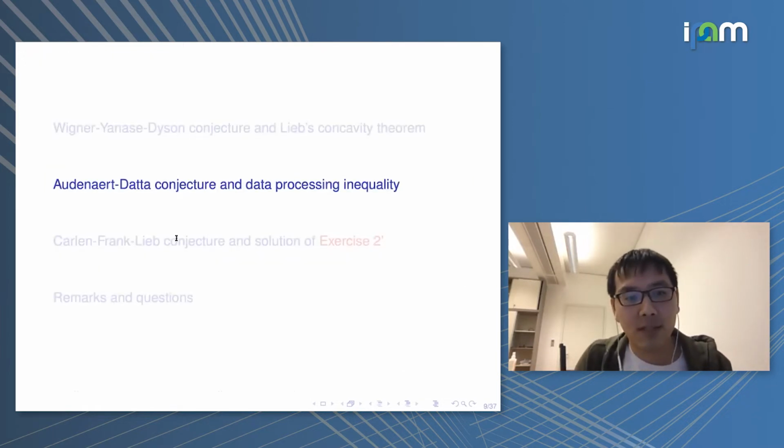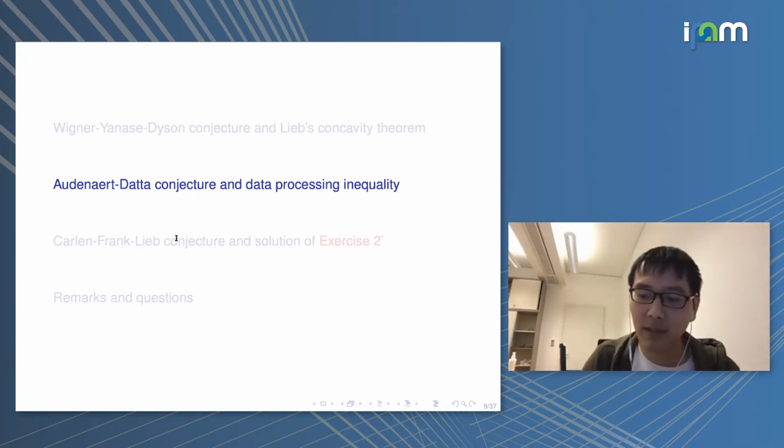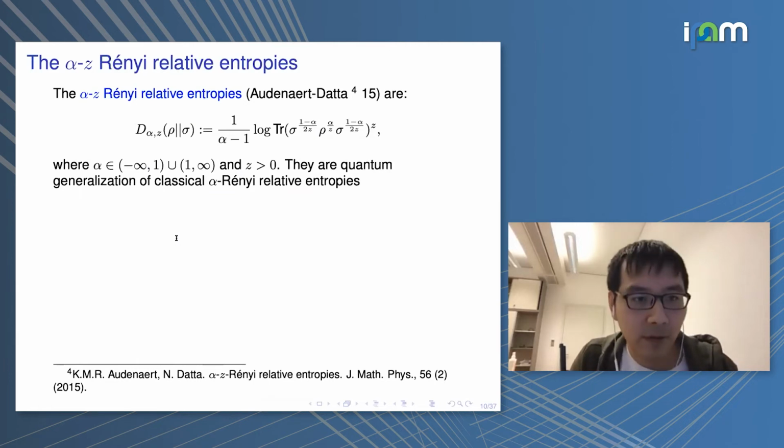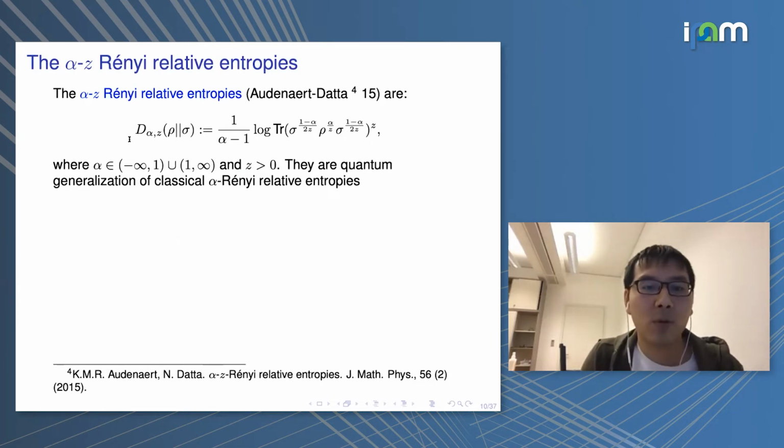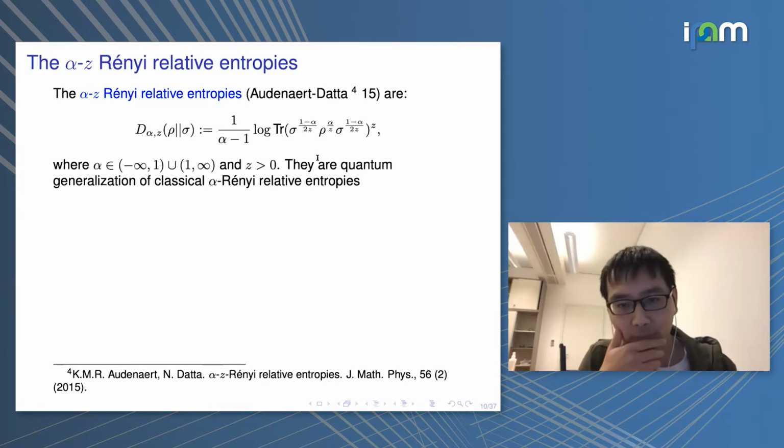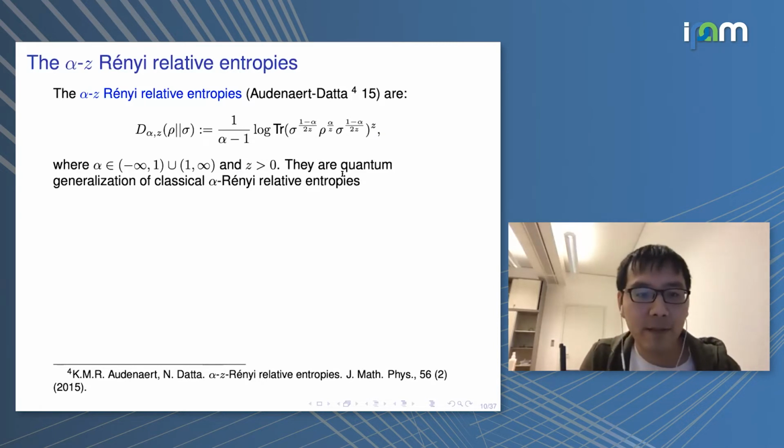Okay, so that's all that I want to say about the first conjecture. The second conjecture comes from quantum information theory, when investigating the so-called data processing inequality for the following family of relative entropies. The alpha-z Rényi relative entropies were introduced by Audenaert and Datta, and are defined as follows. They are quantum generalizations of the classical alpha Rényi relative entropies.